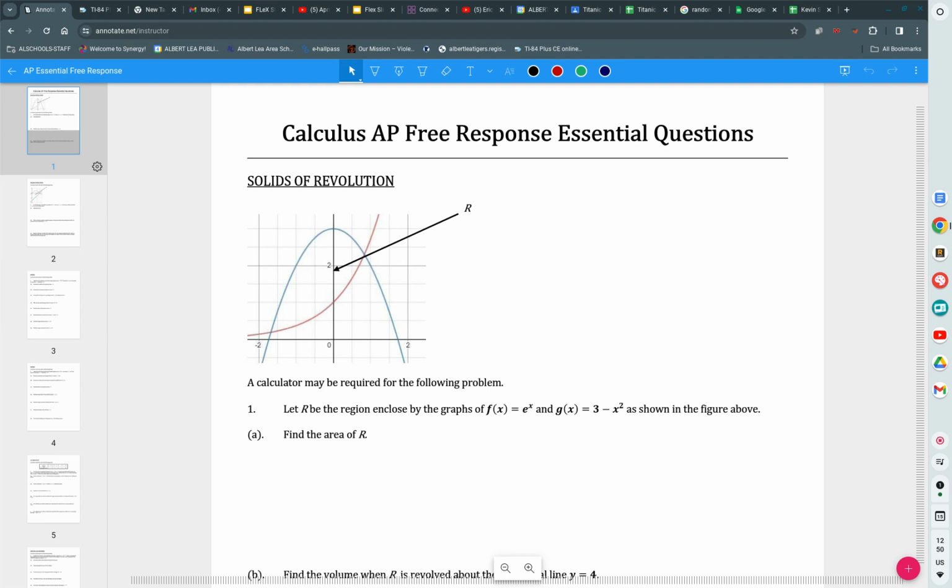Calculator may be required for the following problem, and in this situation, it is. It says let R be the region enclosed by the graph of e to the x and g of x equals 3 minus x squared, as shown in the figure above. So you can see we have the parabola here, we have e to the x here. It says find the area of R. Tell me where to start.